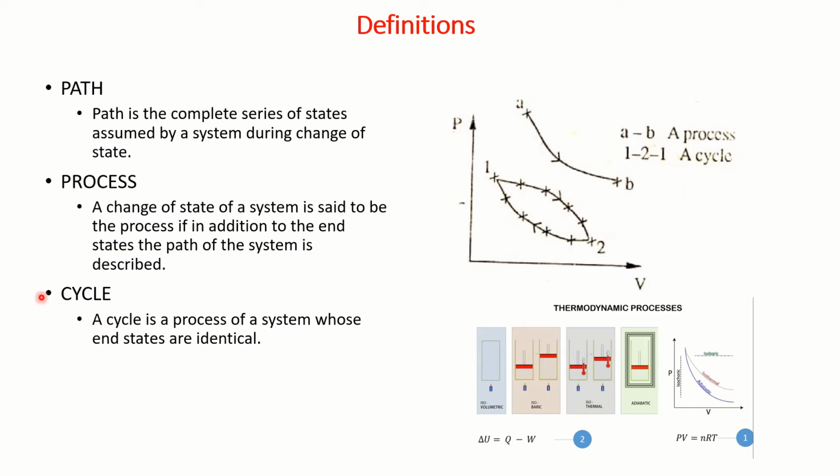Now, cycle. I started with state 1. Then this is the path I have followed, come to state 2. Again I follow this path, and I come back to the same original state. This is what I call a cycle. A cycle is a process of a system whose end states are identical. The initial state was 1 and the final state is also 1, so the end states are identical. Then we say the system has executed a cycle.